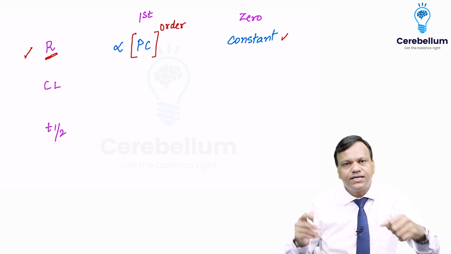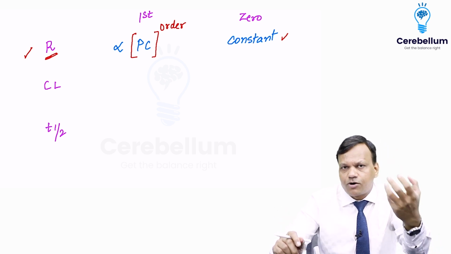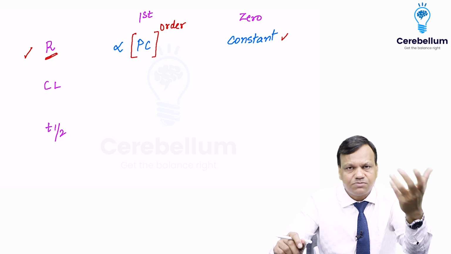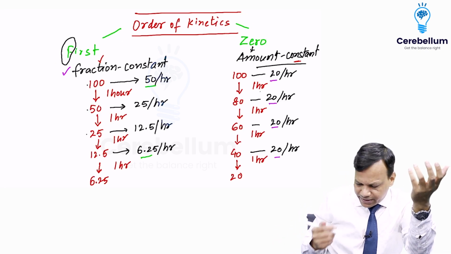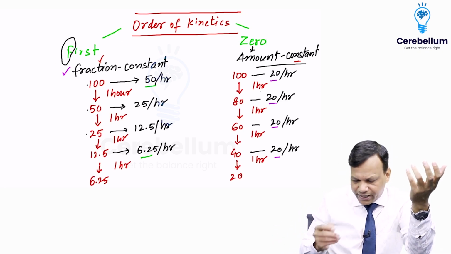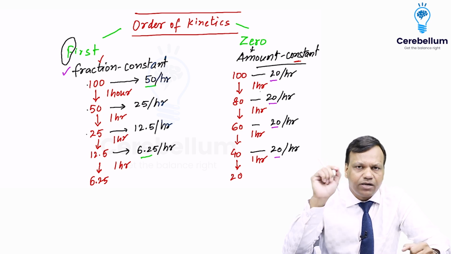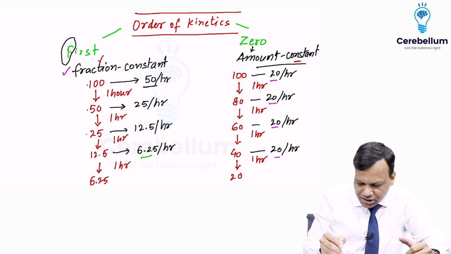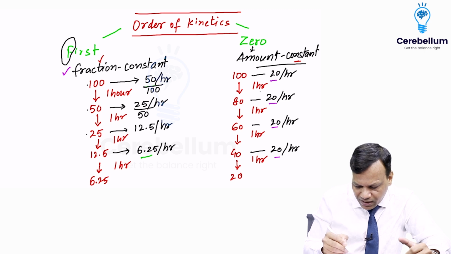Now moving to the second thing, clearance. What was the formula of clearance? Yes, rate of elimination divided by plasma concentration. So we will calculate the clearance. Rate of elimination we have already calculated. Now if we divide it by the corresponding plasma concentration, it becomes clearance. So plasma concentration here is 100, here is 50, here is 25, here is 12.5.